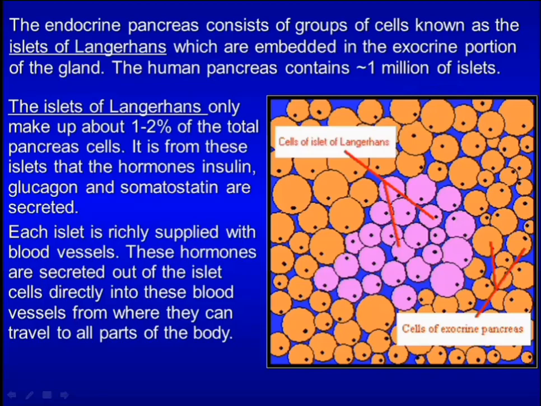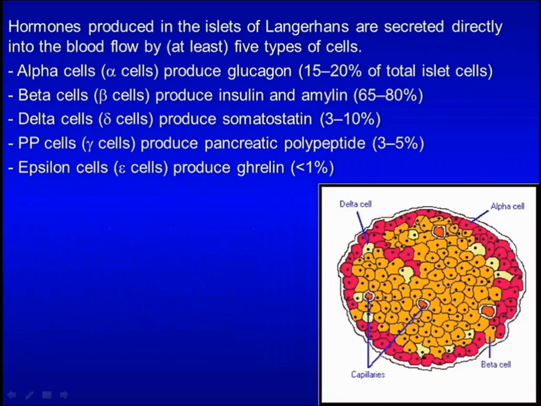The endocrine pancreas consists of groups of cells known as islets of Langerhans, which are embedded in the exocrine portion of the pancreas. The normal human pancreas contains around 1 million islets. Islets of Langerhans only make up about 1 to 2% of the pancreatic cells. Each islet contains at least 5 types of cells.